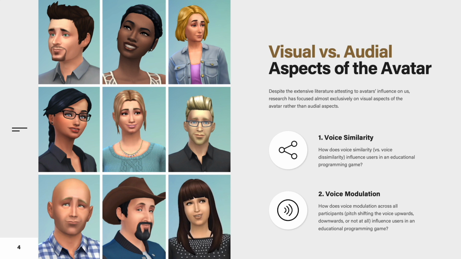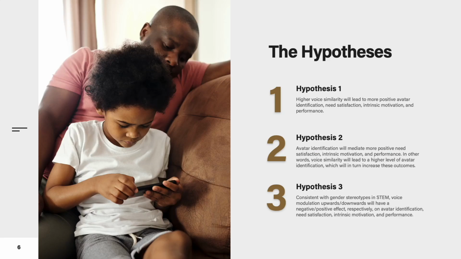In this paper, we study how voice similarity versus voice dissimilarity influences users in an educational programming game. Additionally, we varied voice modulation across all participants. This consisted of pitch shifting the voice upwards, downwards, or not at all. We pose the following hypotheses based on existing literature.